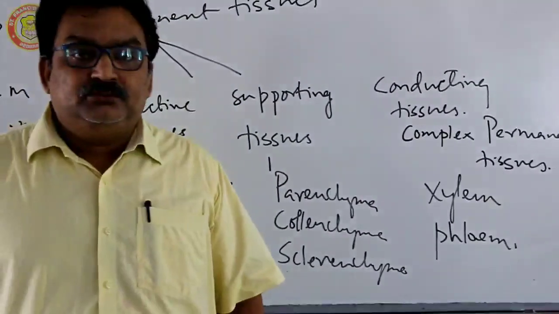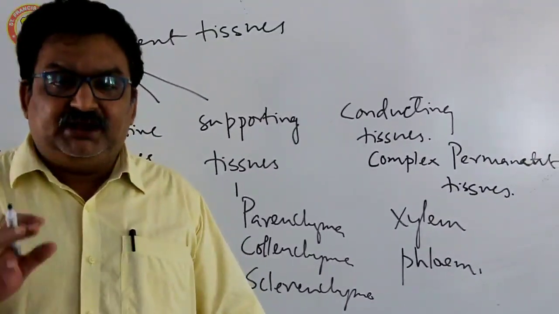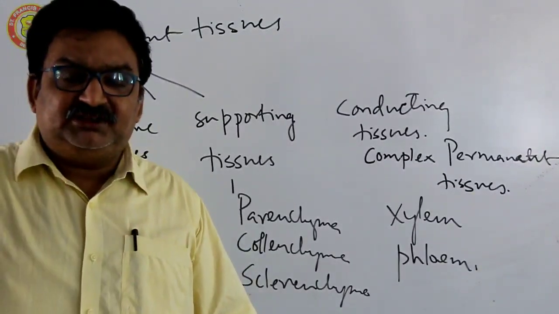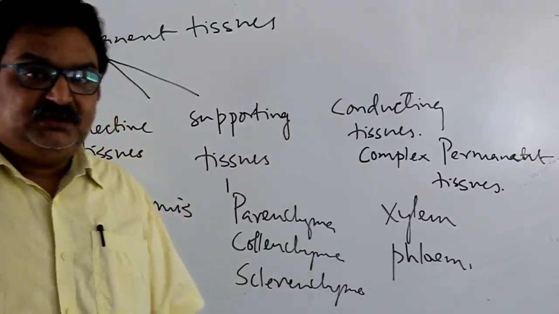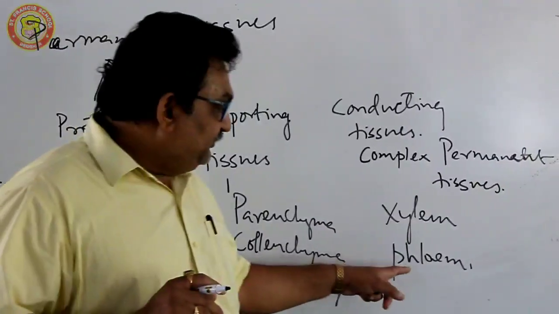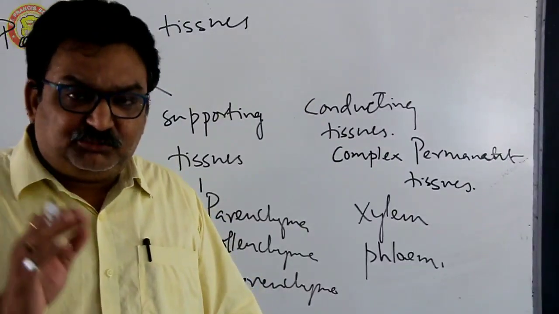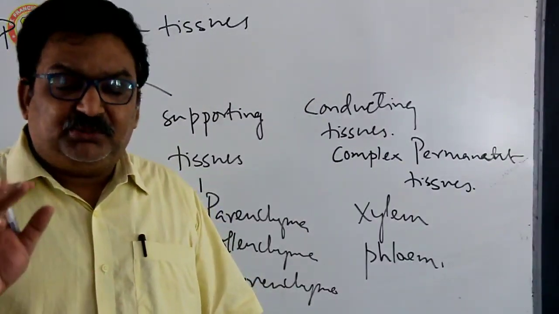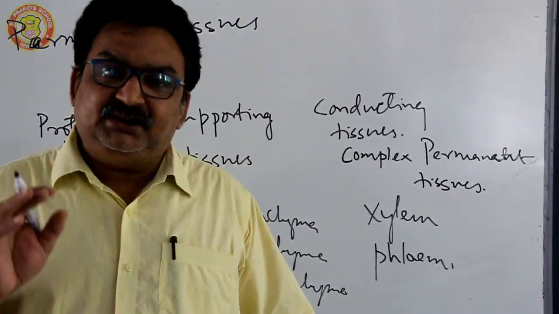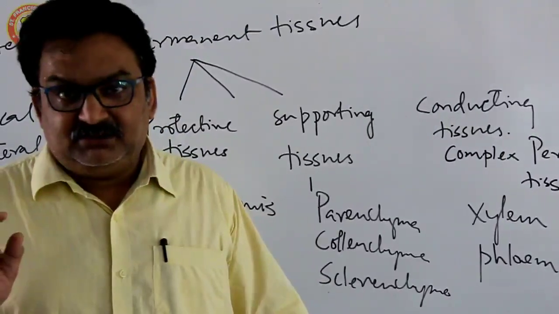Xylem, as you know, is basically responsible for absorption of water and minerals from the soil through the root and stem, and it transports that to the leaves, where it is used for the process of photosynthesis. And phloem, it is responsible for translocation or transportation or conduction of the prepared organic food, especially in the form of sugars and glucose, to all the other non-green parts of the plant. Right?